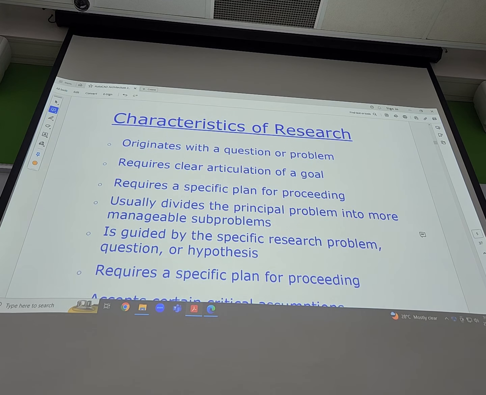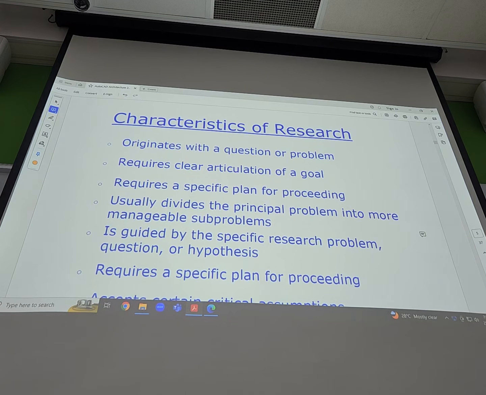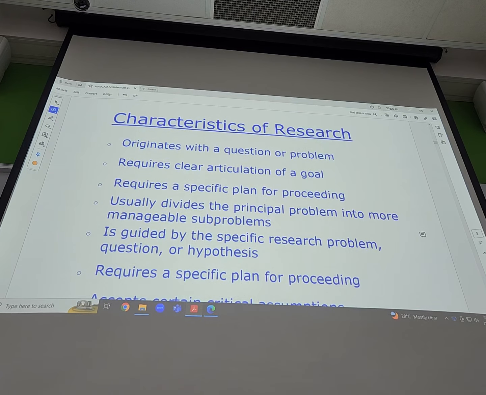Research always originates with a problem or a question. So please note there must be a question or a problem. Based on that problem or question, you try to apply whatever knowledge you gained over the period of the last 1.5 years, 2 years. Ultimately, it is not the end result that is important.